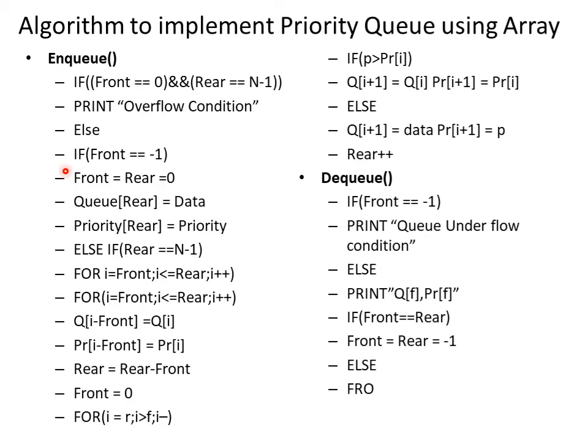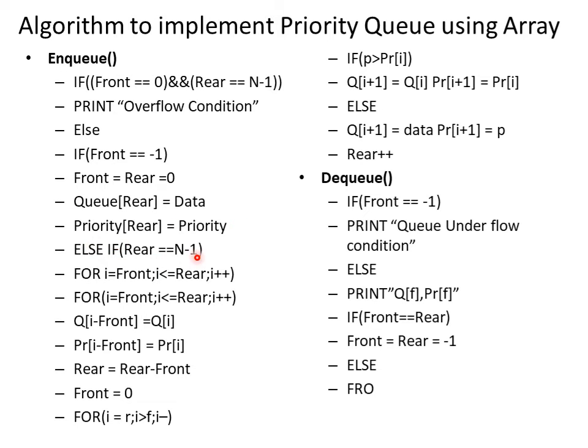inserted. After that, if it is false, then it will move: front equals to -1, then front equals rear equals 0. Same concept which is implemented in the normal queue here also. Then queue of rear equals data. That means at the rear end I am inserting the data, and priority of rear equals priority. That means we are making it priority wise.